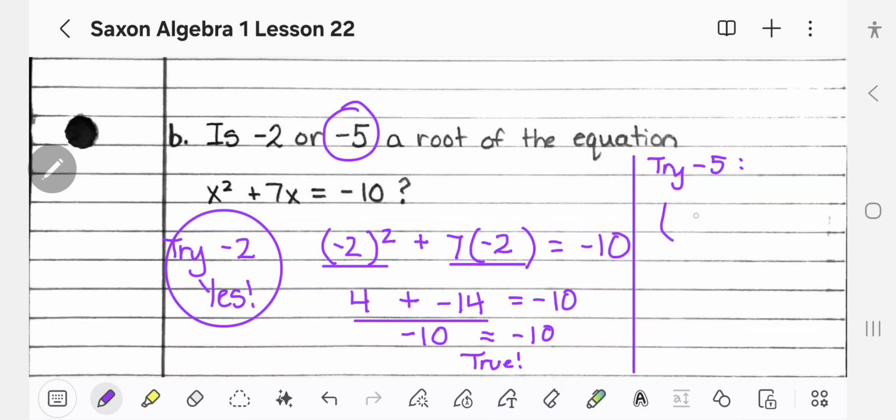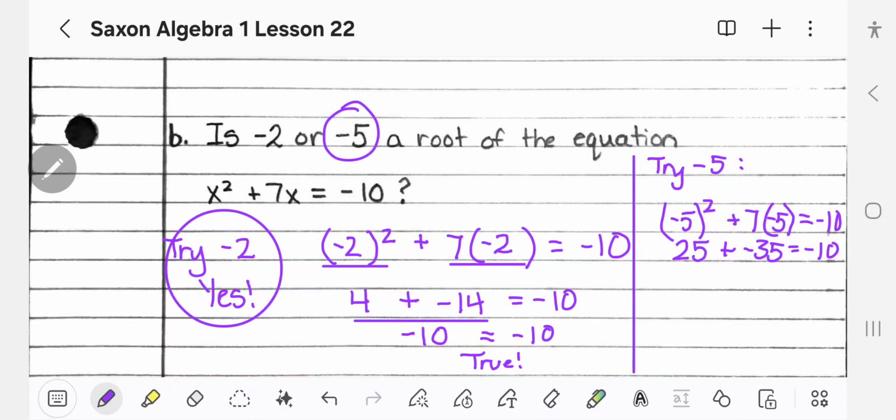So I'm going to copy the equation again with parentheses in place of my variable. I'm going to substitute that value in. I'm going to use my order of operations. I'm going to multiply left to right. Negative 5 times negative 5 is positive 25. Plus 7 times negative 5 is negative 35.